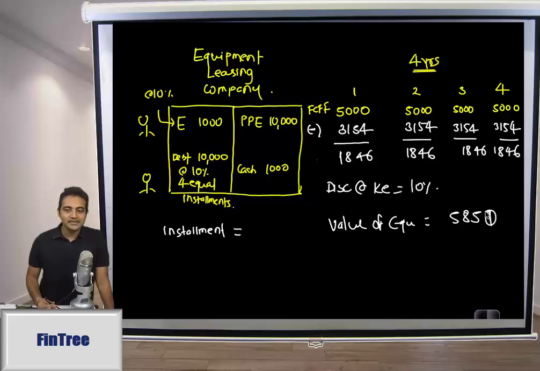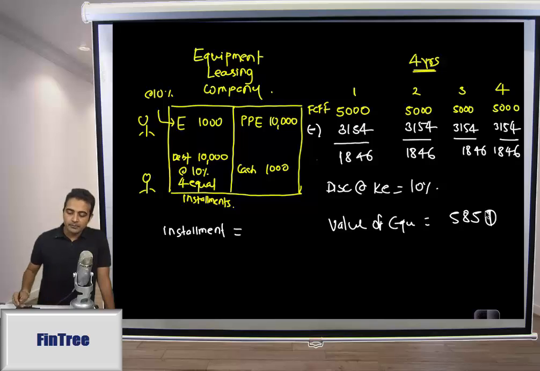Is it understood? So you take FCFF discounted at WACC, value of firm minus value of debt gets you value of equity, or take FCFE discounted at cost of equity, it will directly get you value of equity.